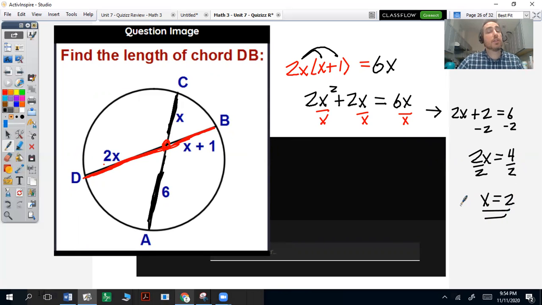Now I have x. Don't put that as your answer, okay? X is 2, which means this length here is 3. And then this length here is 4. And DB is the combined length, that 3 and that 4 added together. So it's going to be 7.